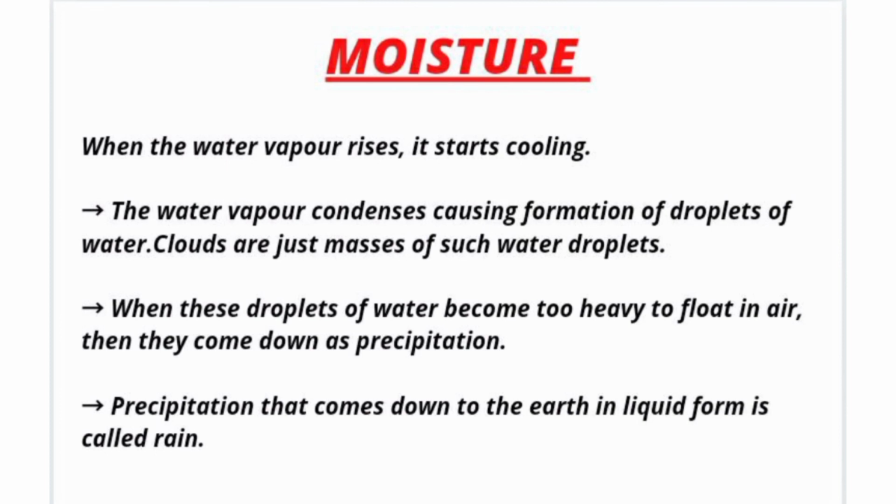When the water vapor rises, it starts cooling. The water vapor condenses, causing the formation of droplets of water, and clouds are just masses of such water droplets. When these droplets of water become too heavy to float in air, then they come down as precipitation. Precipitation that comes down to the earth in liquid form is called rain.